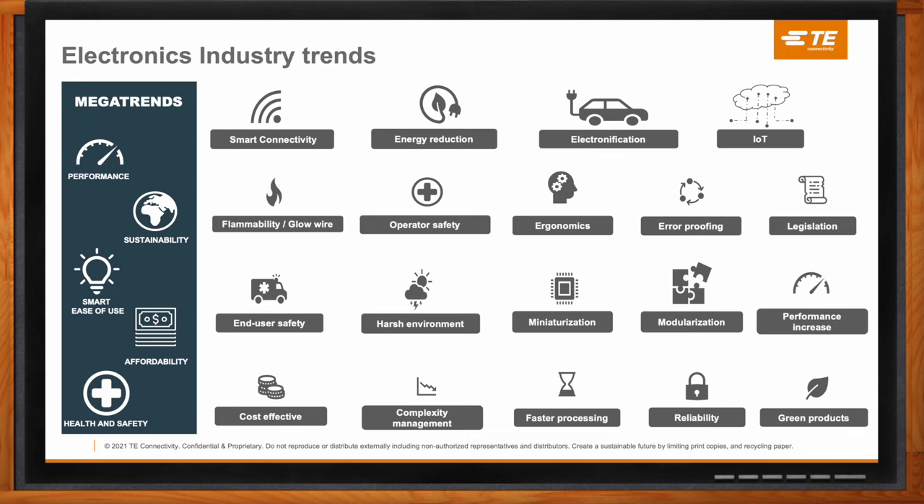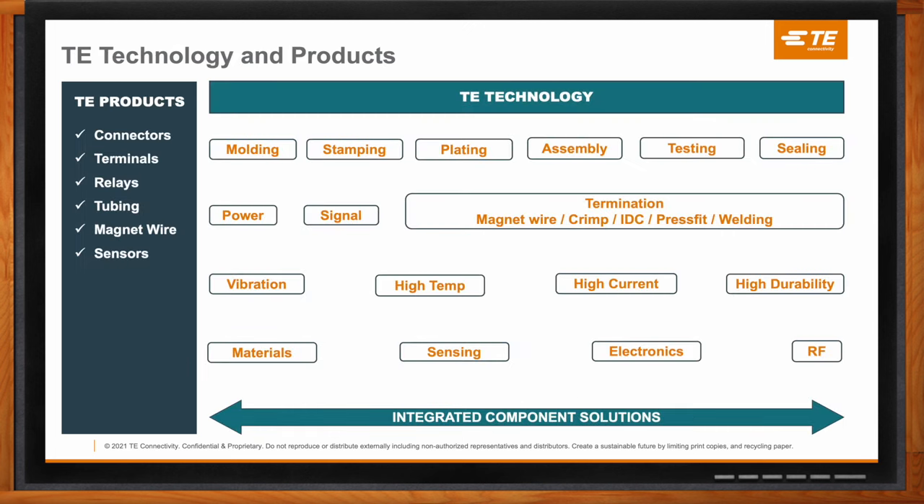I'm sure my audience knows about TE connectors. But you guys have a broad portfolio of other solutions as well, right? Yeah, for sure. Our range of products starts from connectors, power and signal. Then we go to terminals and splices, relays, tubing, magnet wire connections, and sensors. And all our products have been developed thanks to our investments in technologies, which start from molding to stamping to advanced plating. We constantly invest also our attention into improving, for example, our assembly lines and into our testing labs, which are definitively certified and really reliable.